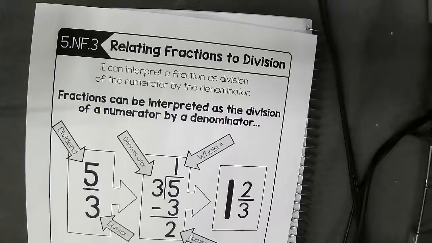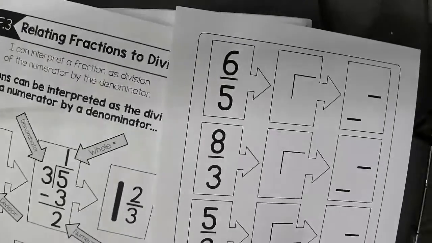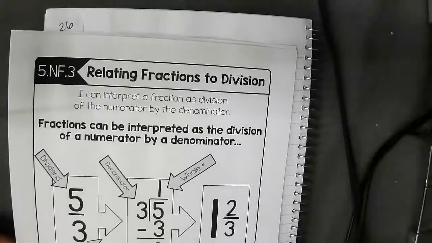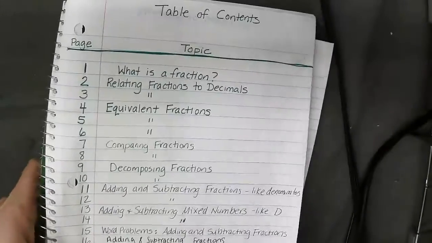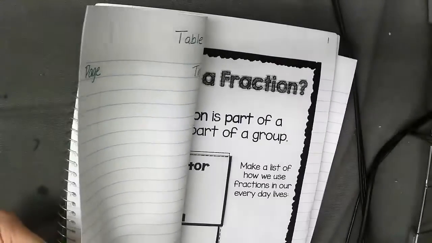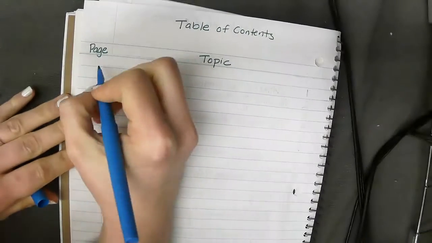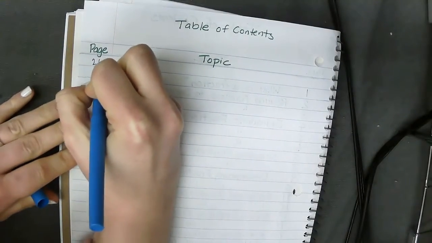So from your math notebook, go ahead and grab these 2 pages. It should just be your first 2, and we are going to start with those today. So first things first is our table of contents. I have to use my second page, so I will go ahead and turn to that. And I was on page 26. So I will write page 26.